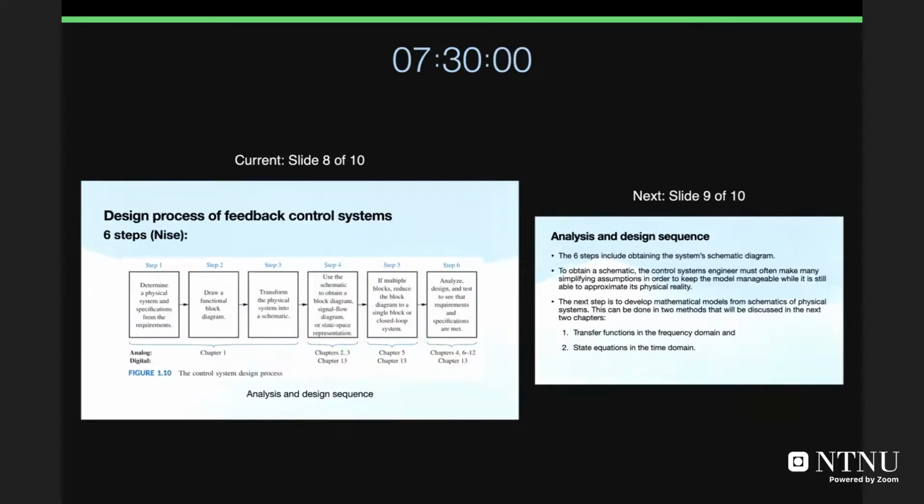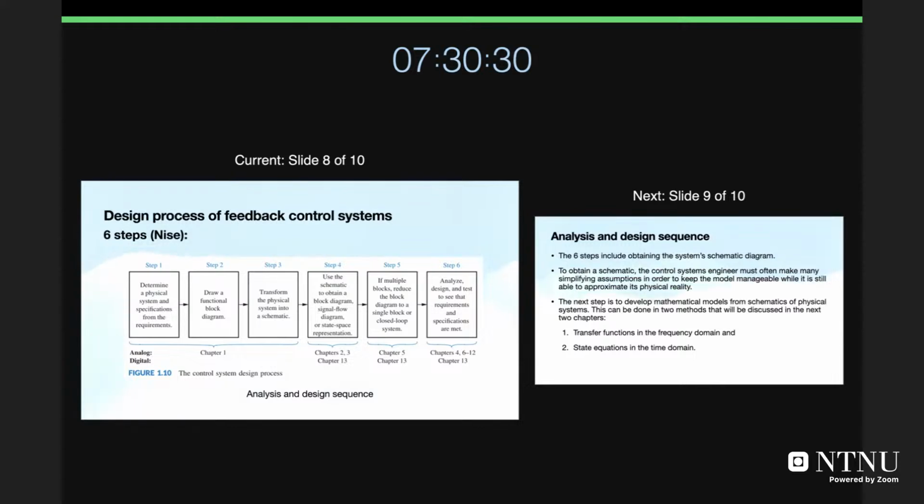it's the controller. So the design process of a feedback control system, in fact, can be done in 6 steps according to the book which we are using. In step number 1, we need to find the physical system and the specification from the requirement. In step number 2, we need to draw a block diagram representing your system. And in step number 3, we need to transform the physical system into a schematic diagram, for example. So this is a task of chapter 1.